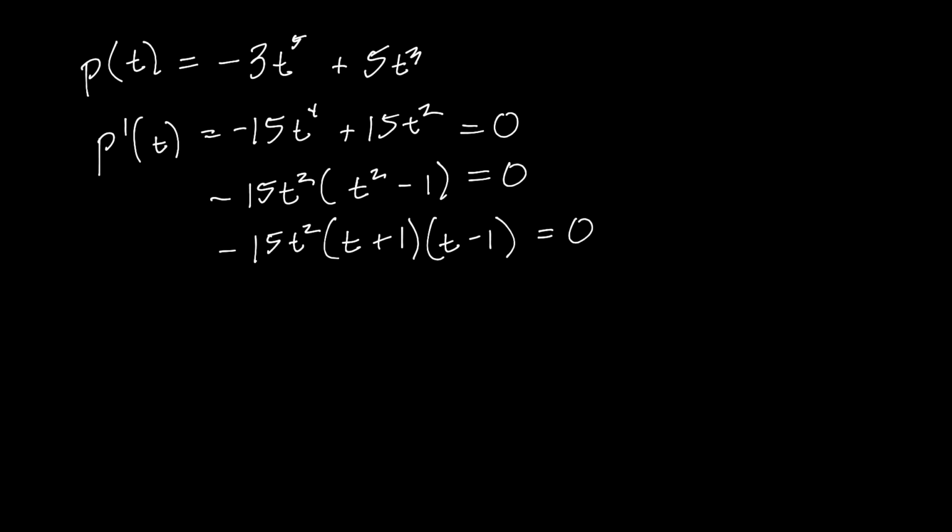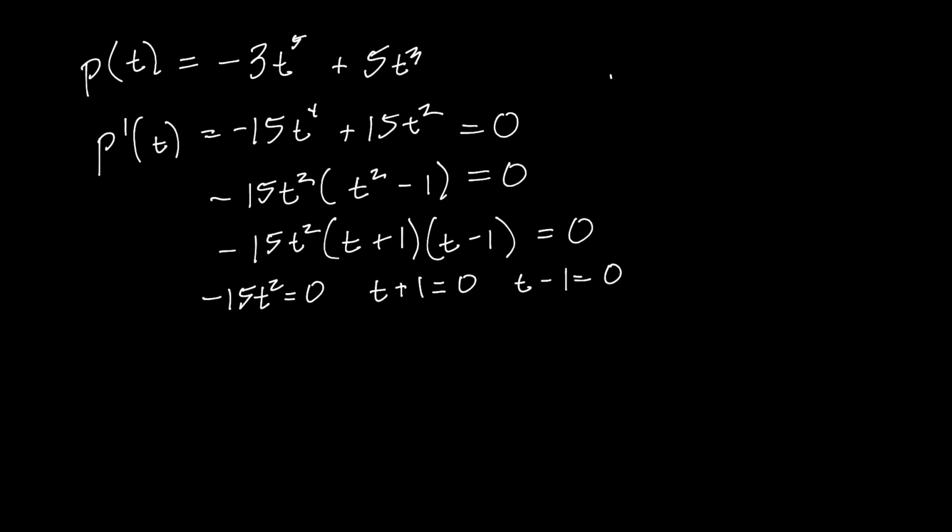Because remember, when you have a difference of two perfect squares like this, it factors into the product of the sum and difference of two numbers, and those two numbers are the square roots of t squared and of 1. So if this times this equals 0, either this is 0, or this is 0. So here we go. Negative 15t squared equals 0, or t plus 1 equals 0, or t minus 1 equals 0.